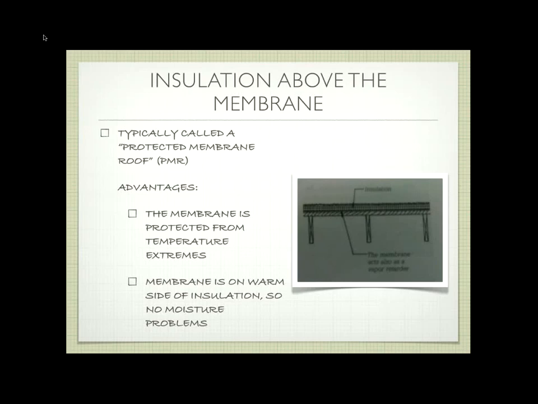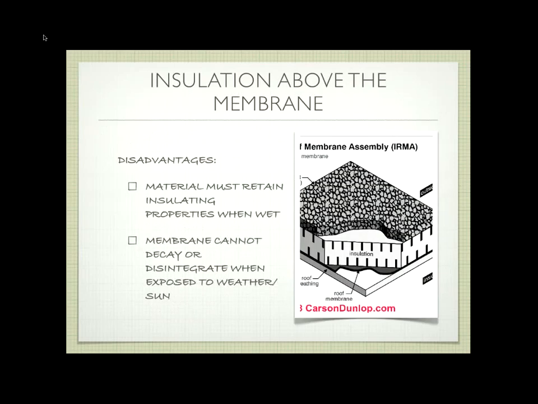And the other thing is that the membrane is typically on the warm side, so it's already acting as the vapor retarder, or the vapor barrier, so we don't have to worry about putting one in. So it can be advantageous in that sense. So what happens, though, is you need some kind of a special membrane because the material that's insulating must retain its properties when it's wet.